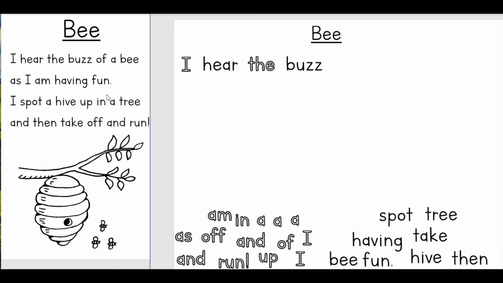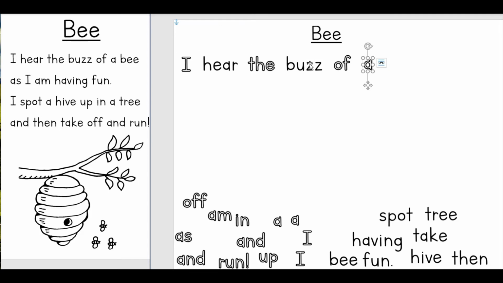Of is a sight word. Now, yesterday I talked to you guys about two sight words that look very similar. Is this word and this word. You can see they both have O-F. This one just has an extra F. This is the word off, and this is the word of. So this is the word I need right now, of. I hear the buzz of a. That is one of our easy ones. I'm going to put a here.